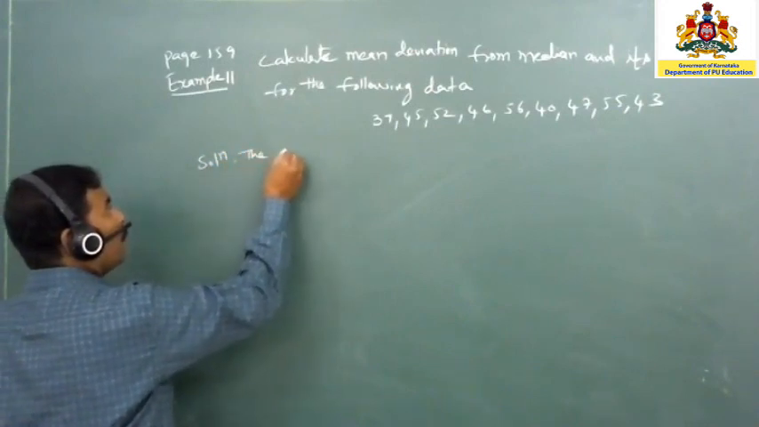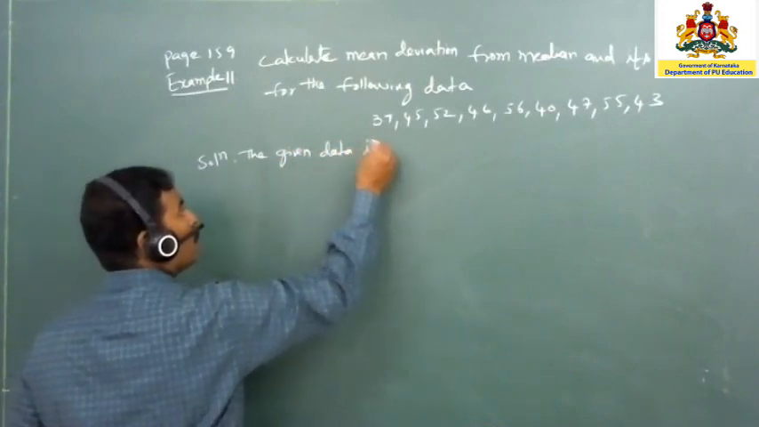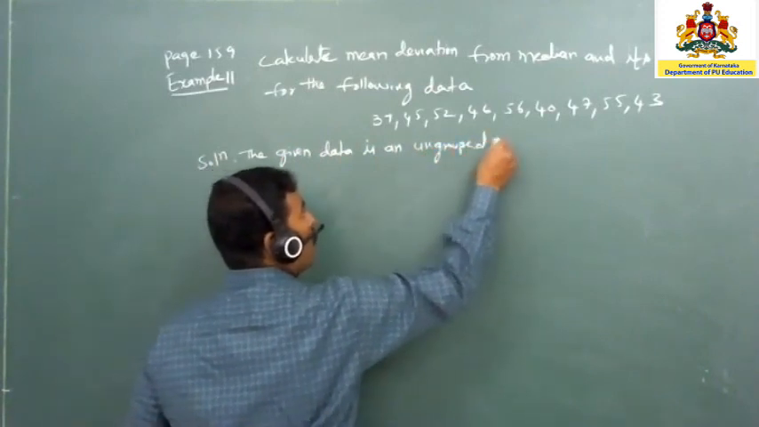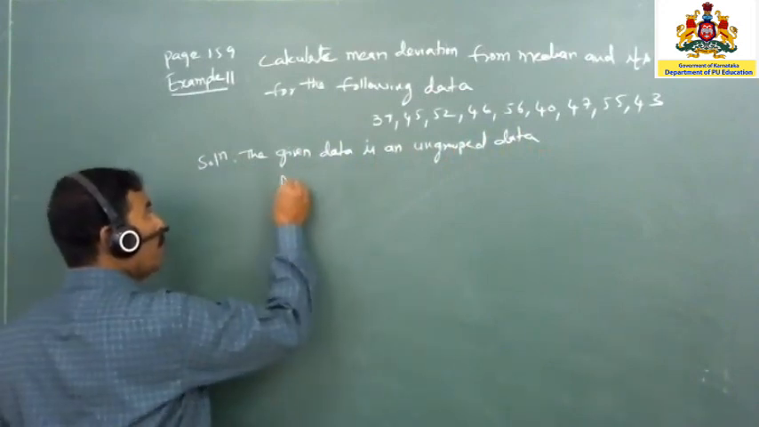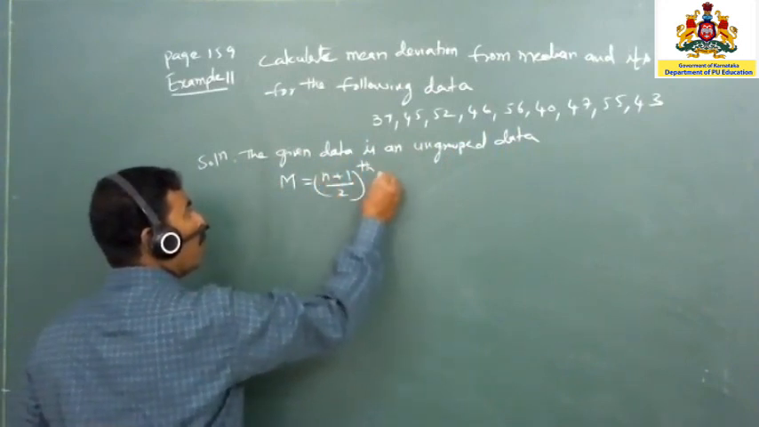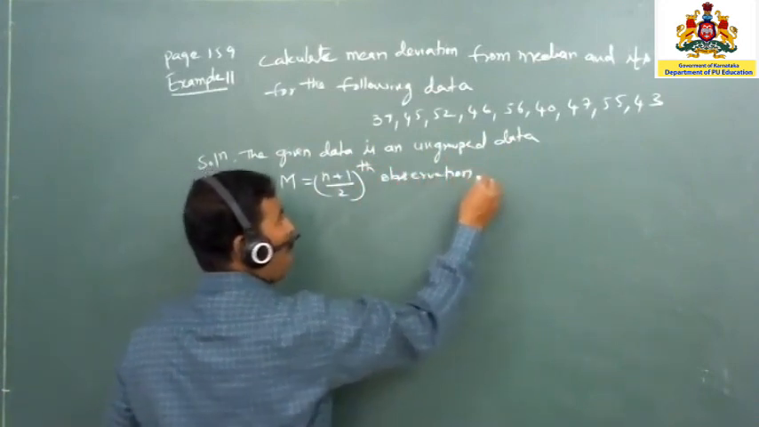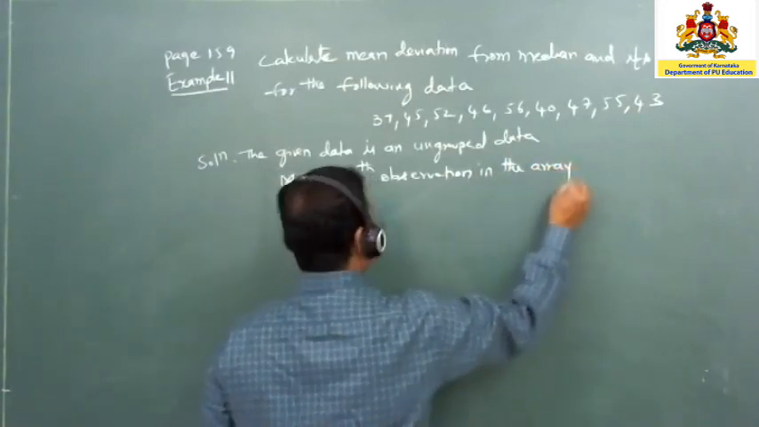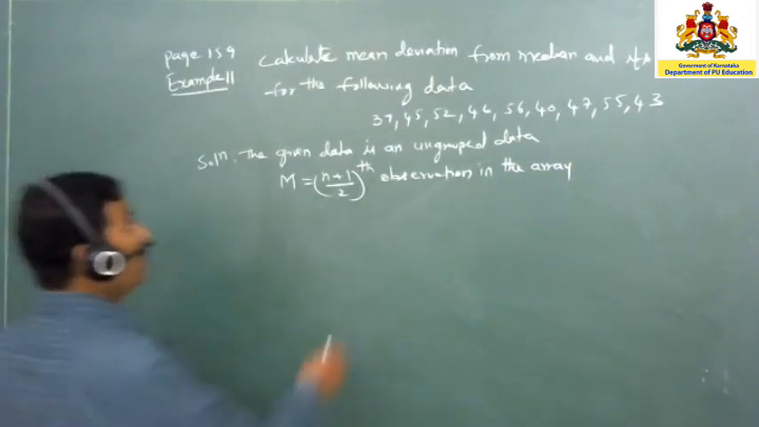the given data is an ungrouped data. For ungrouped data, we have already learnt how to calculate median. Median M equals the (n plus 1) by 2th observation in the array. Array means write all the observations in order.